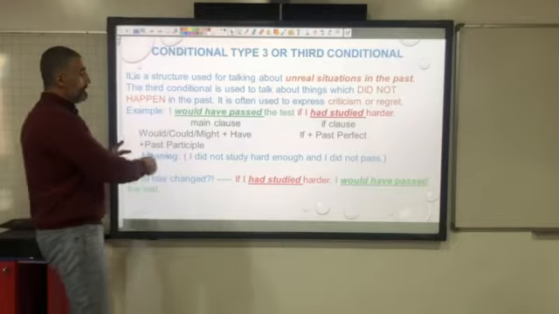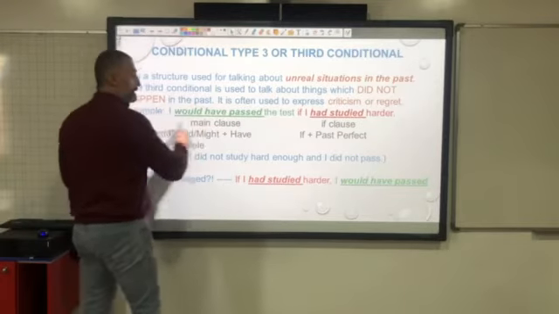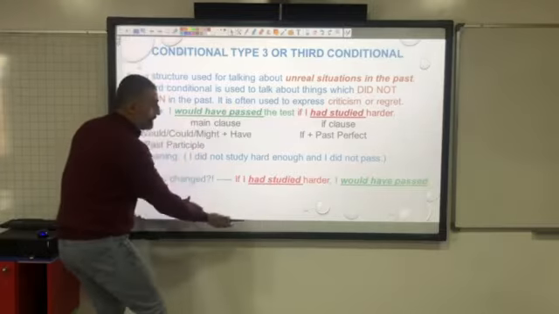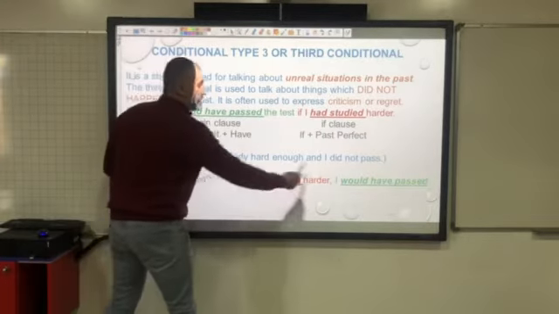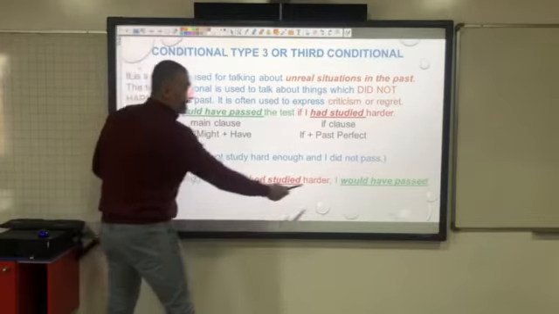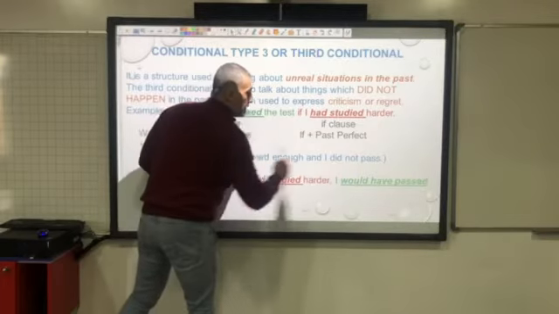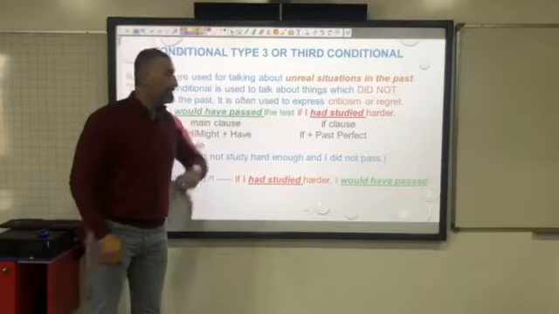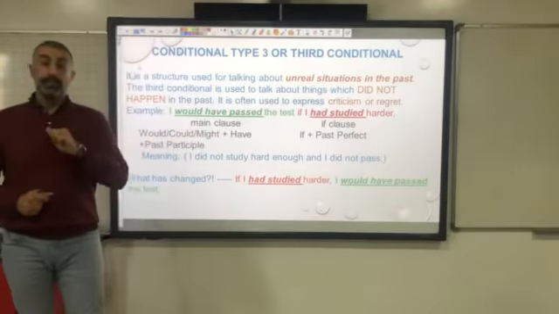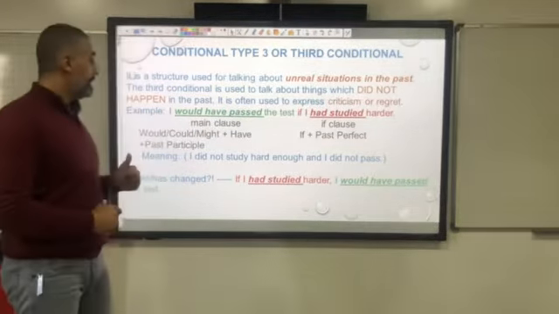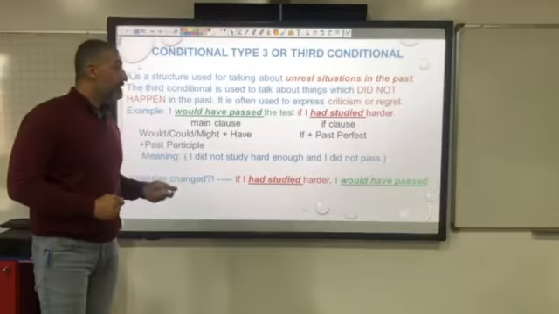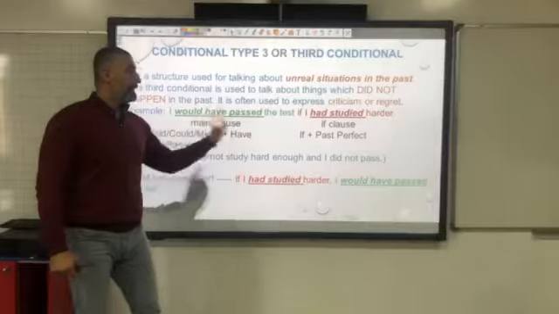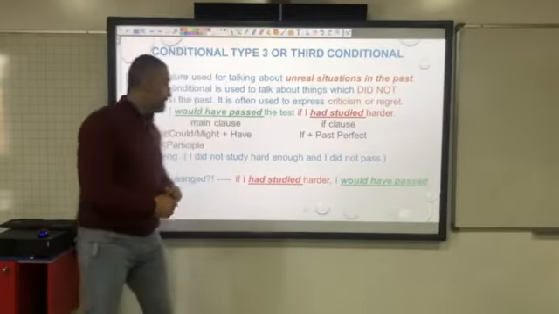If you noticed, in this example, the main clause has started the sentence. That's why we do not have a comma. Compared to the sentence in the bottom, the same sentence starting with the if clause had to use a comma to separate it from the main clause. Again, I would have passed the test if I had studied harder. This means this is an unreal situation in the past and its unreal result. The meaning is, I did not study hard enough and I did not pass.